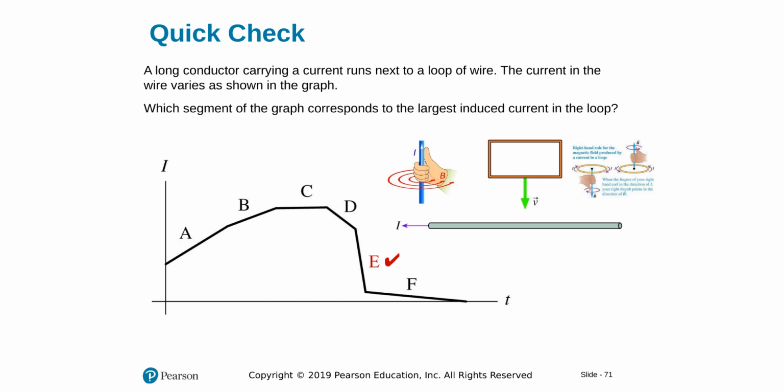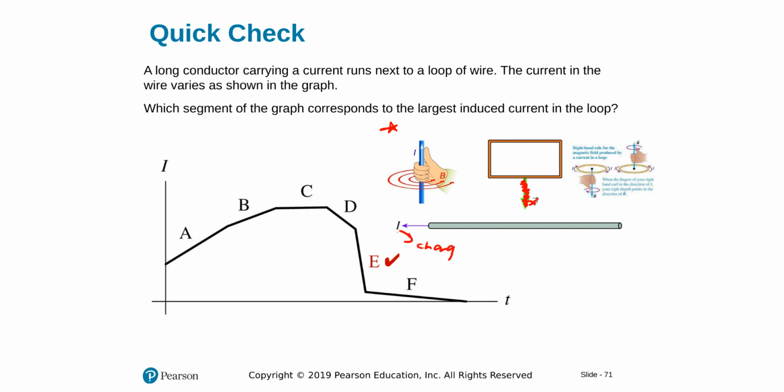This quick question is about how the amount of induced current is related to the motion of the object, or how fast the flux is changing. The question says a long conducting current carrying wire runs next to a loop of wire, as you see in the figure. The current in the wire varies as shown in the graph. This time I just put this figure here for symbolizing, but we're not moving the loop closer. This time current is changing in the wire.